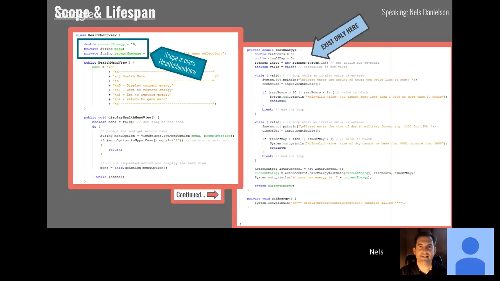So we see here in the class health menu view that the variables established here, they will live and die within this class. They can be used by things that are also within the class, such as display health menu view and rest energy, but not any higher. And if we look over on the right-hand side, the method for rest energy also has its own variables for rest hours, time of day, etc. And those variables will live and die within rest energy itself.